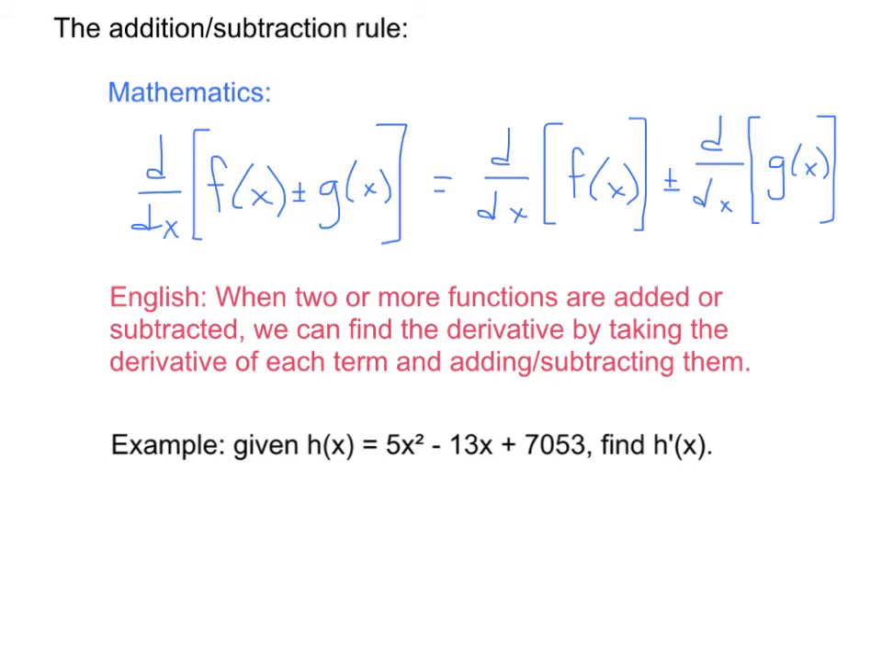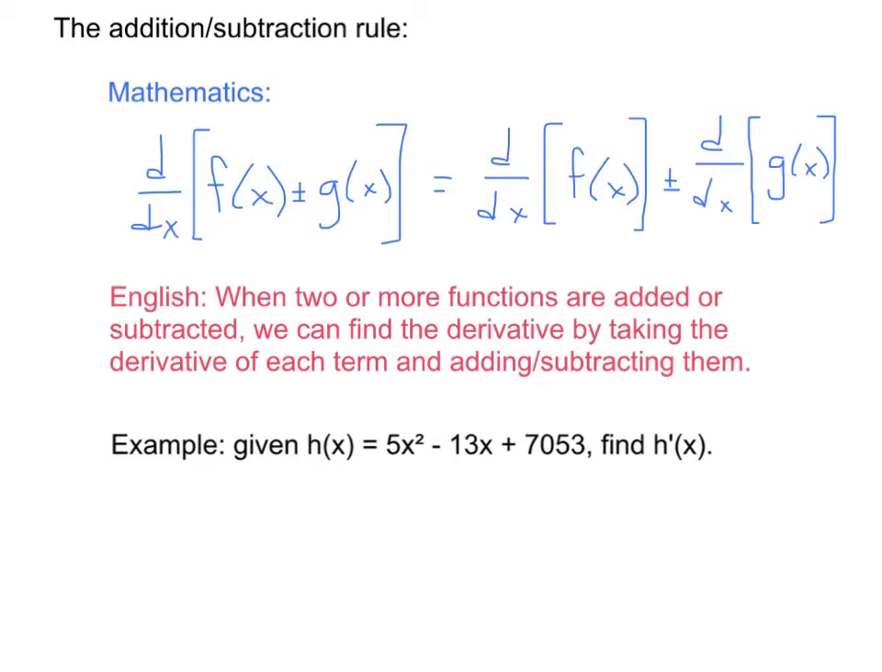Right? So this example I have down below, I'm giving you the function h of x equals 5x squared minus 13x plus 7,053, and I want you to find the derivative. We should be able to use the addition-subtraction rule, the constant multiple rule, the constant rule, we should be able to use all 4 of our rules and the power rule to figure out what this derivative is going to be. So pause the video, try this derivative on your own, and see if you can come up with that.